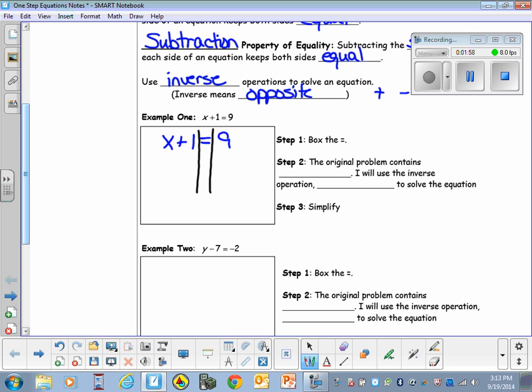Next, this is an addition problem. So I'm going to use the inverse operation of subtraction to solve the equation. The inverse or opposite of adding 1 is subtracting 1. 1 minus 1 is 0. We say that cancels out. And this leaves me with x equals 9 minus 1, which is 8.